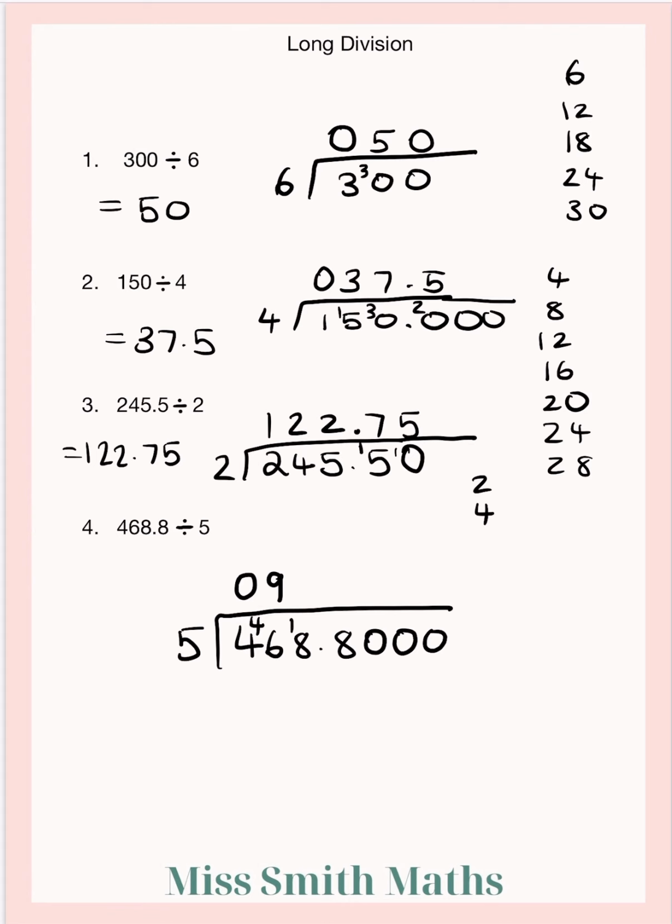5s into 18 then, I can fit 3, 5, 10, 15. So I have 3 left over as well to get me to 18. 5s into 38 is 7, because I can get all the way up to 35. I have 3 left over. And finally, 5s into 30 is 6. So my answer for this one is 93.76.